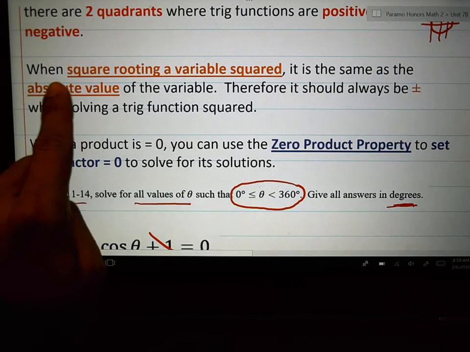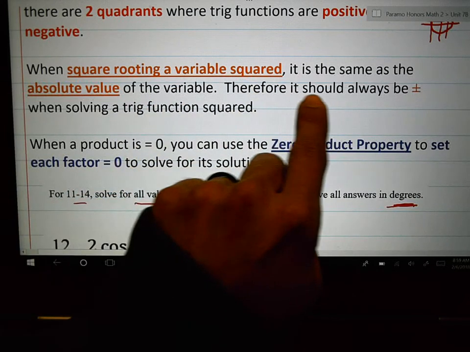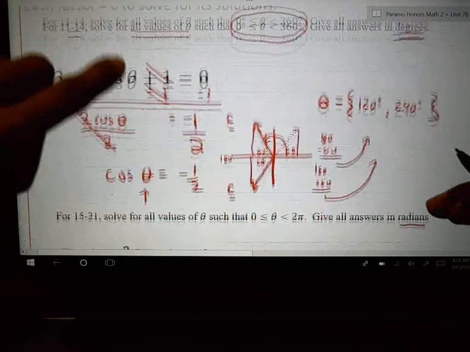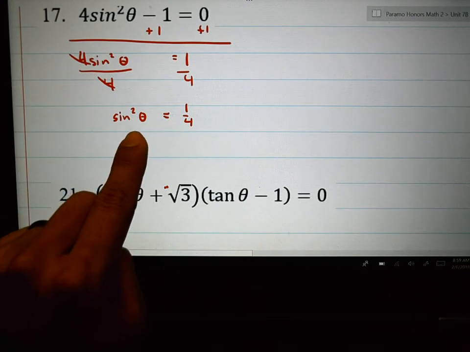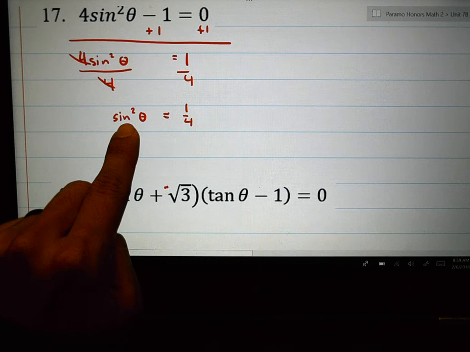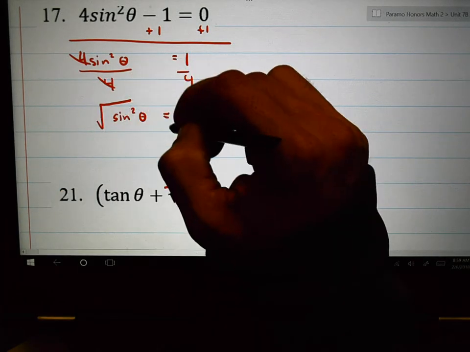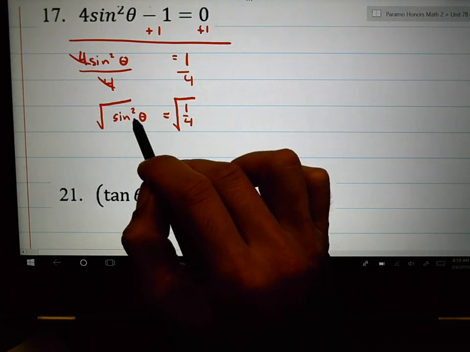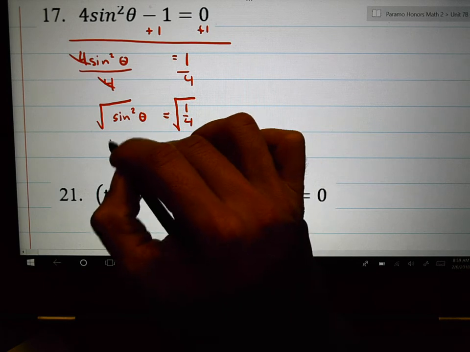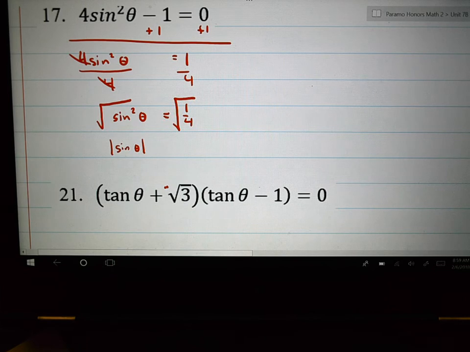When square rooting a variable squared, it is the same as the absolute value of the variable. Therefore, it should always be a positive or a negative value. In order to get sine of theta by itself, we have to get rid of this little square. The opposite of squaring is square rooting. When you square root a trig function squared, that is the same thing as the absolute value. I'm just going to show that to you because you will use that a lot in Math 3. I'm going to use it right here.